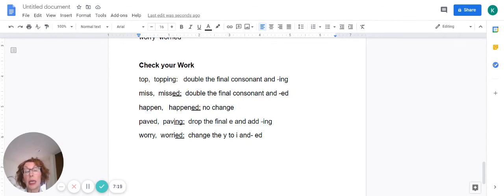Please remember, it's really important to understand the spelling rules that apply to inflectional endings, ed and ing. It helps you with your spelling and your decoding of words.